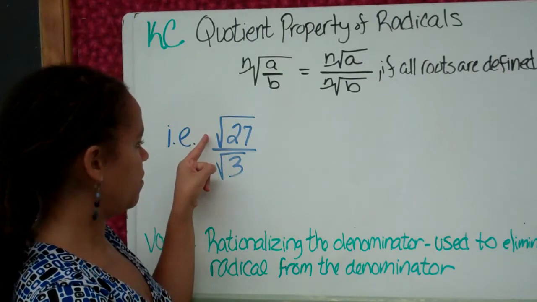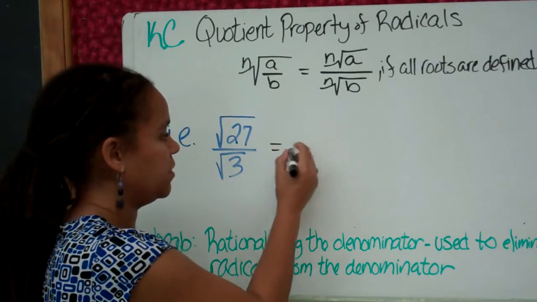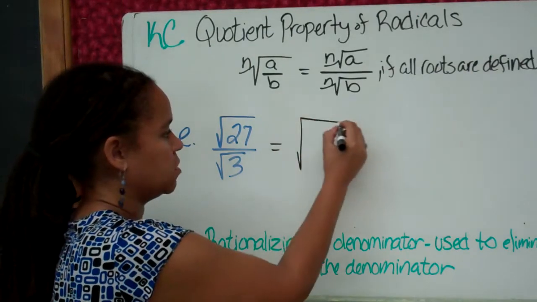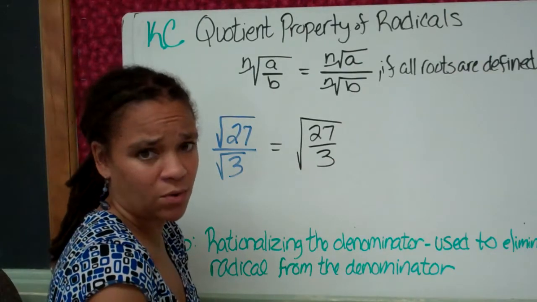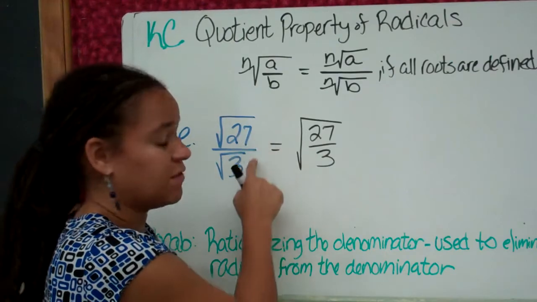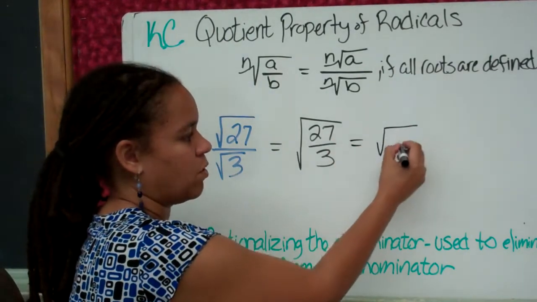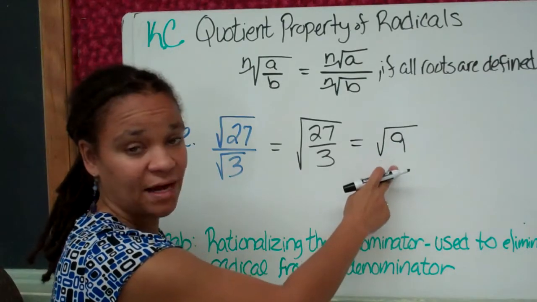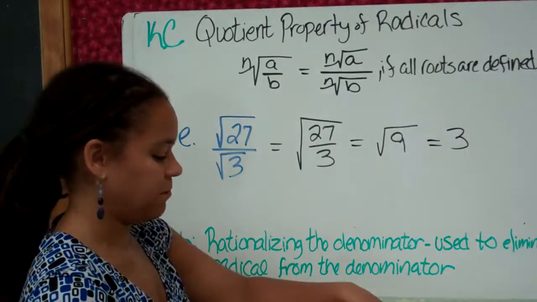If you have the square root of 27 over the square root of 3, that also is the same as the square root of 27 over 3. Now you may say, why would we do that? Well, I can't take a perfect square of 27, can't do it with 3. But if I divide here, I'm now left with the square root of 9. And I can, in fact, take the square root of 9 because it's a perfect square. So my final answer would just be 3.